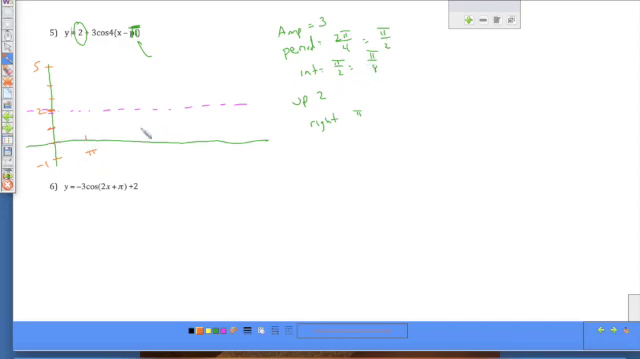Our intervals are pi over 8. So 1, 2, 3, 4. So this is pi, which is the same as saying 8 pi over 8. So the next one's going to be 9 pi over 8, 10 pi over 8, which is 5 pi over 4, 11 pi over 8, and then 12 pi over 8, which is going to be 3 pi over 2. Going from the beginning of our period at pi to 3 pi over 2, that's a distance of pi over 2, which is what our period is.